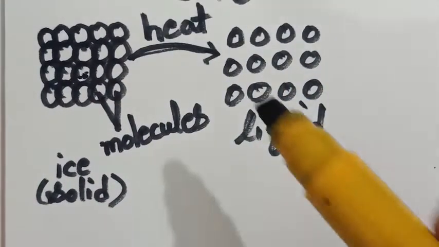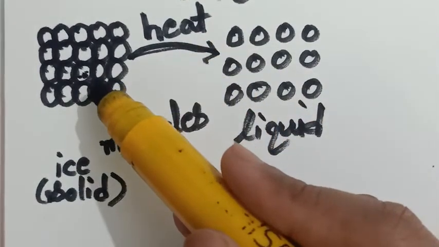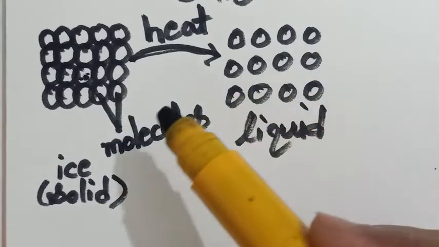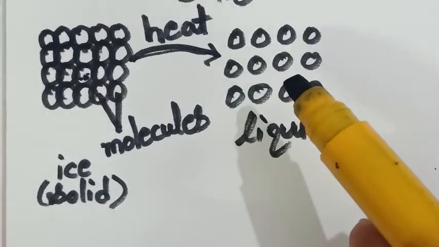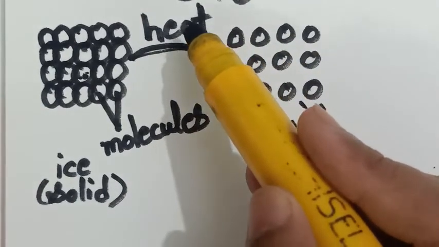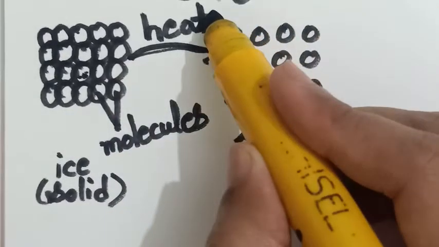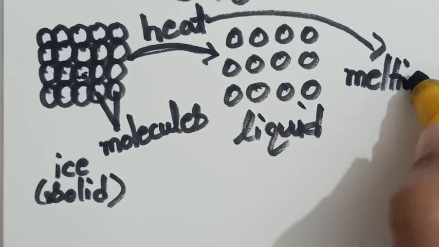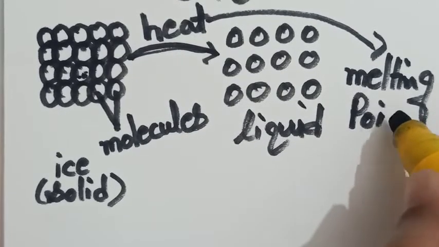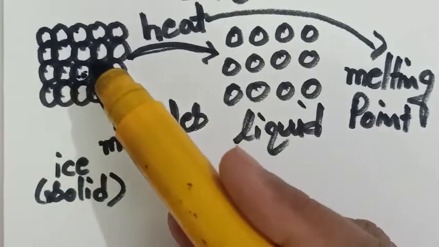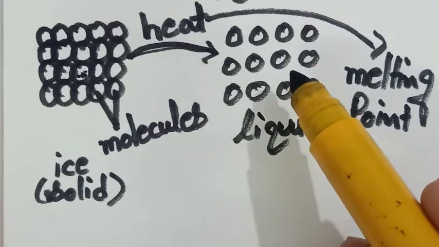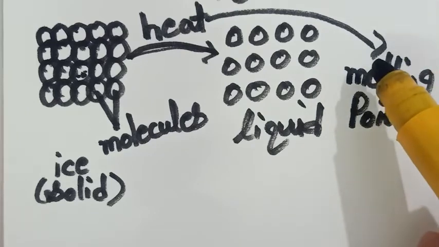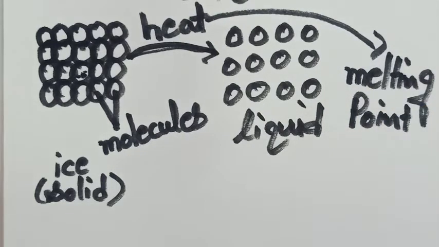So when we provide heat to a solid substance, its molecular arrangement changes into liquid, and thus this solid will change into its corresponding liquid. The temperature at which this solid changes into liquid is known as melting point. Melting point is a fixed temperature at which a particular solid changes into liquid. Different substances have different melting points.